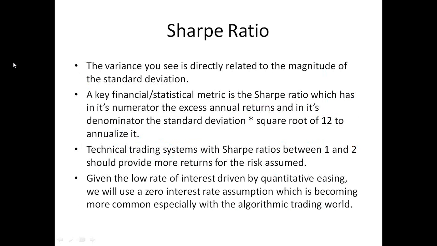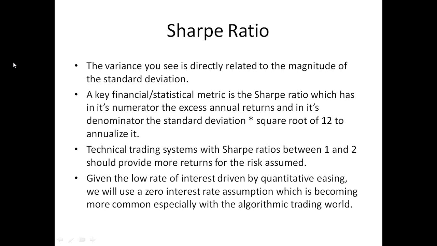Well, the variance that we saw is directly related to the magnitude of the standard deviation. A key financial and statistical metric is the Sharpe ratio. It has in its numerator excess annual returns, and in its denominator the standard deviation times the square root of 12 to annualize it. So what I'm going to be using throughout this presentation, throughout the class, is the annualized Sharpe ratio.